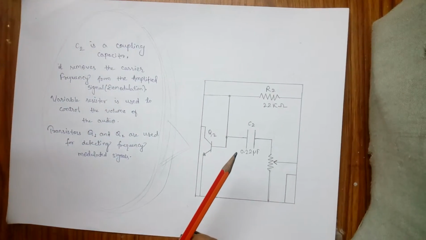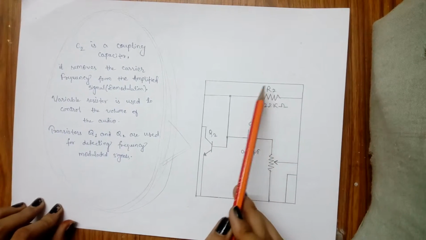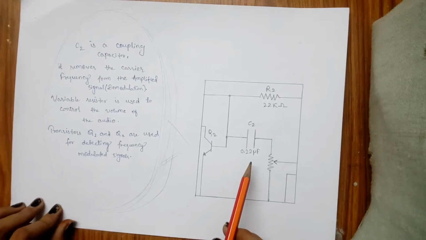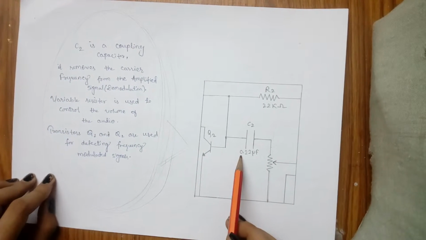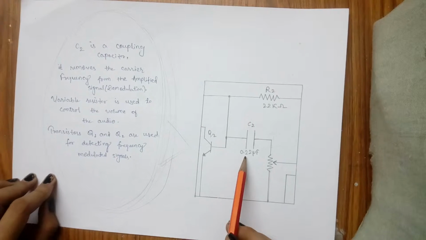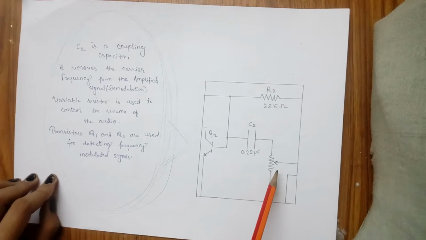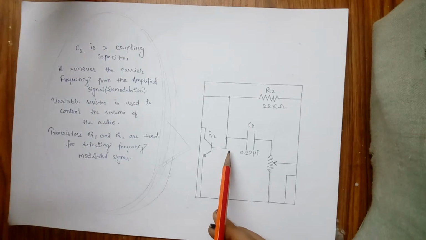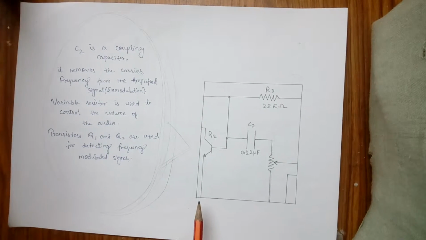The second circuit comprises resistances, one fixed and the other variable, and a capacitor plus a transistor. C2 is a coupling capacitor. It removes the carrier frequency from the amplified signal, that is demodulation. The variable resistance is used to control the volume of the audio. Transistor Q2 and the Q1 in the previous diagram are used for detecting the frequency modulated signals.